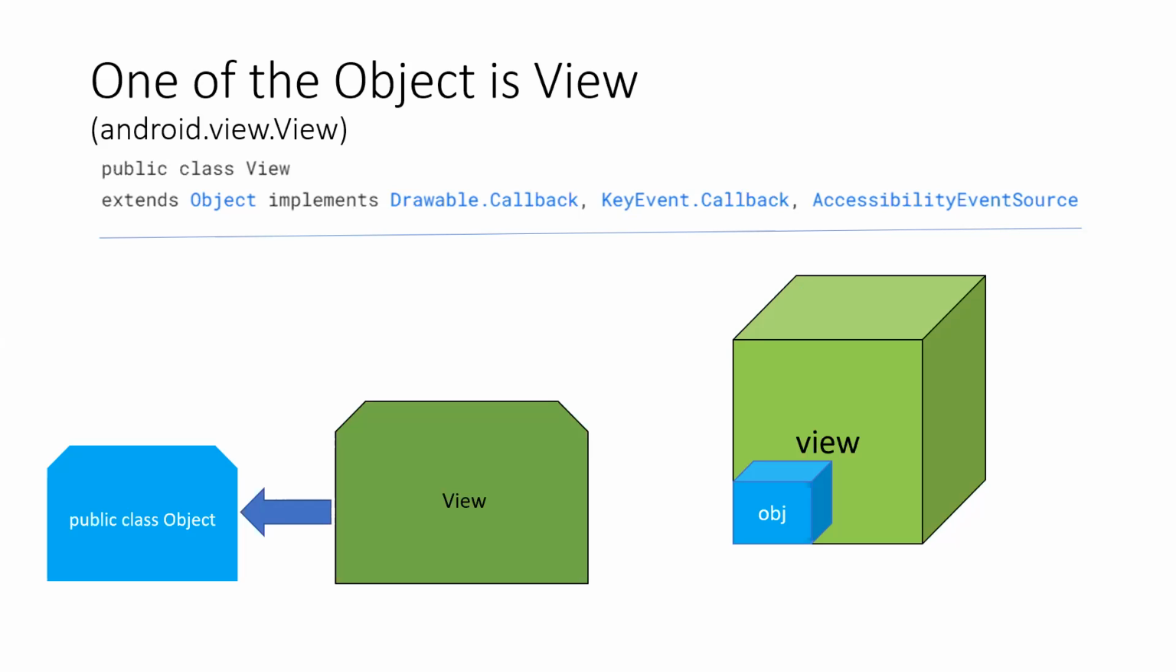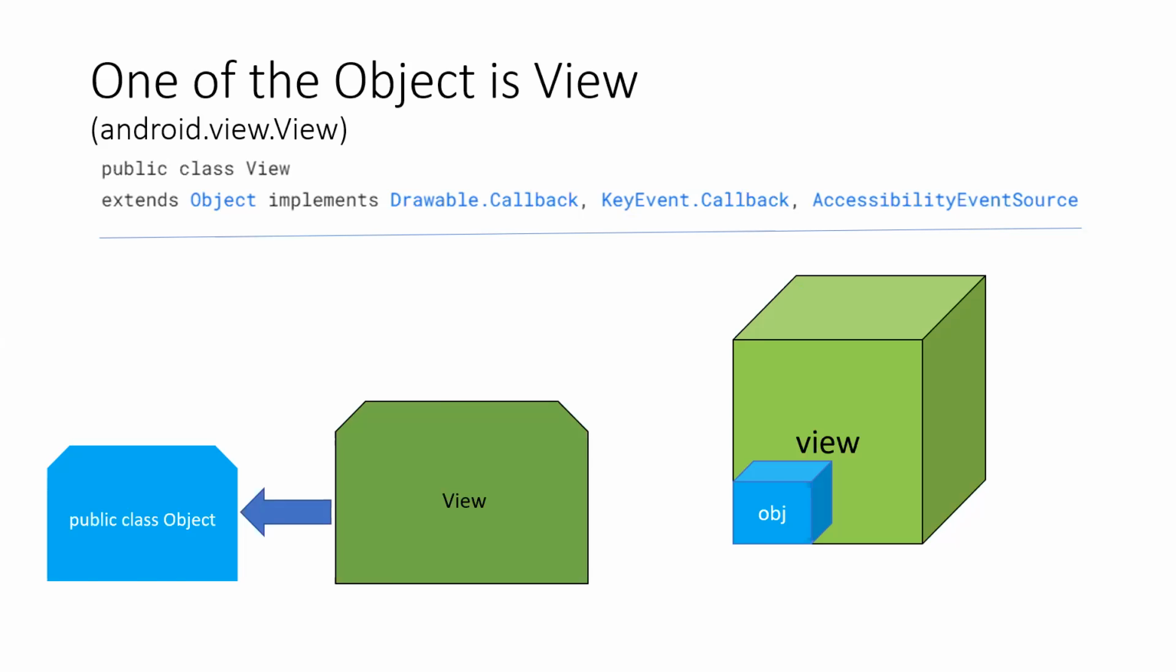Along with extending Object, View is also implementing certain interfaces. Those interfaces are the Callback interface, which is defined in Drawable.Callback, there is also a Callback defined in KeyEvent, and it also implements AccessibilityEventSource, so that the view can handle events which are fired on it.